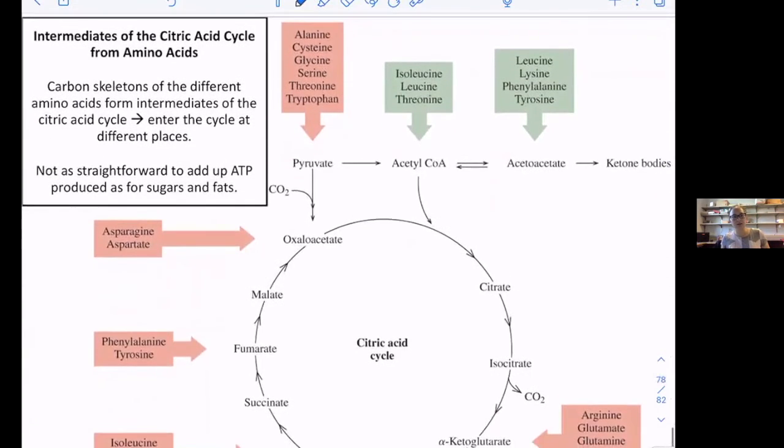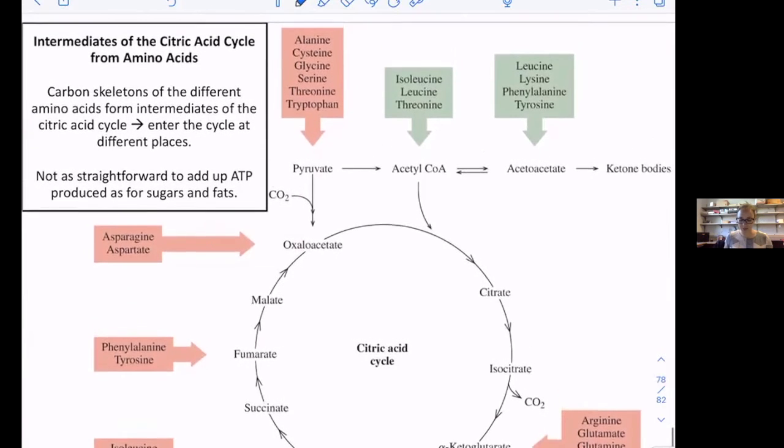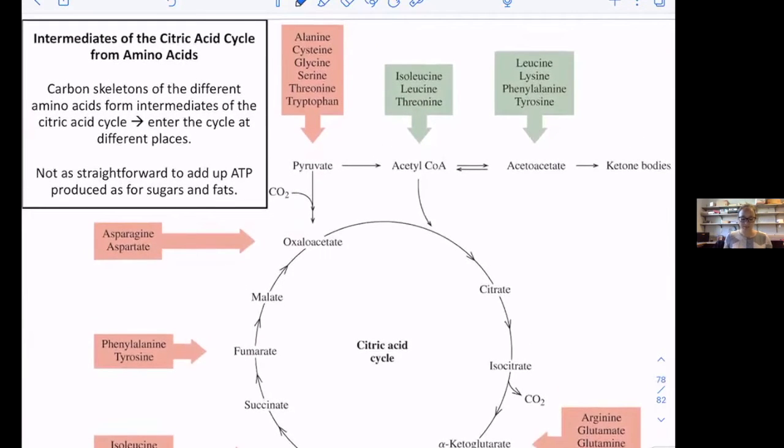Okay, so let's look at the citric acid cycle specifically for all of our different amino acids. Each carbon skeleton of each amino acid is a little bit different and overall has a different place that it enters the citric acid cycle. Depending on its structure, it could enter as pyruvate, or it could enter way later in the system, like phenylalanine and tyrosine enter as fumarate once they get to that position.